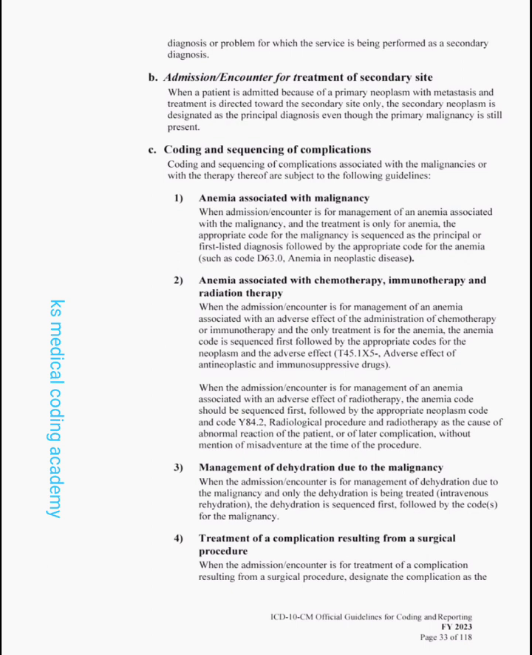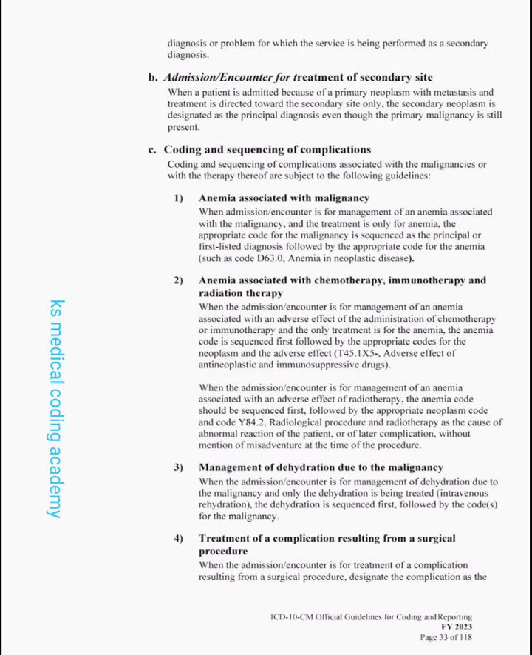When the admission encounter is for management of an anemia associated with an adverse effect of radiotherapy, the anemia code should be sequenced first, followed by the appropriate neoplasm code and code Y84.2, radiological procedure and radiotherapy as the cause of abnormal reaction of the patient, or of later complication, without mention of misadventure at the time of the procedure.